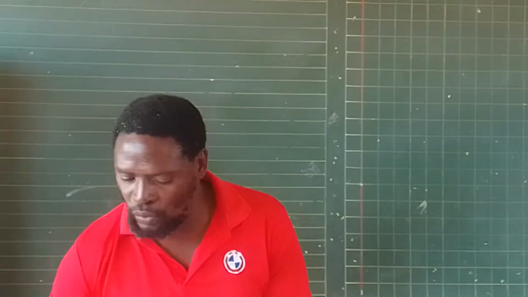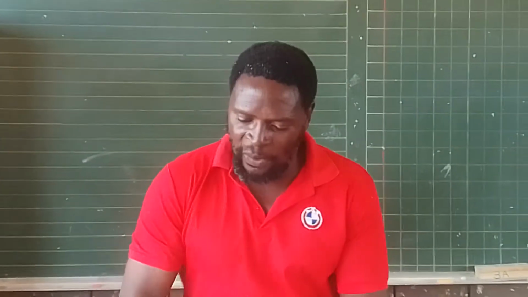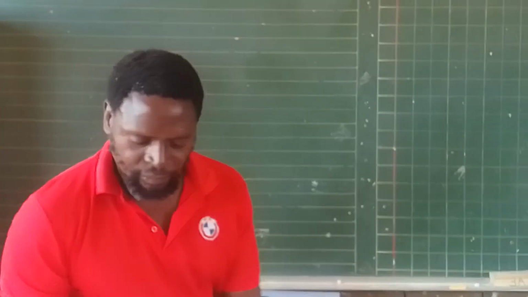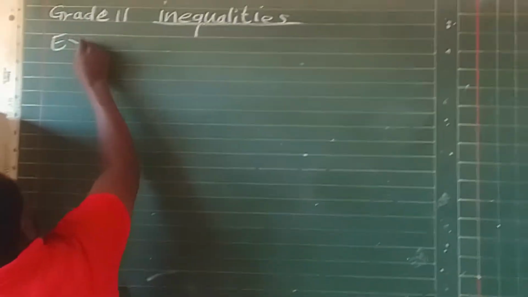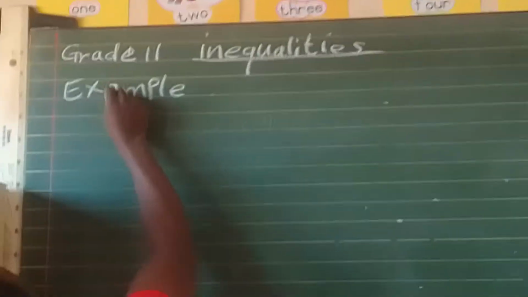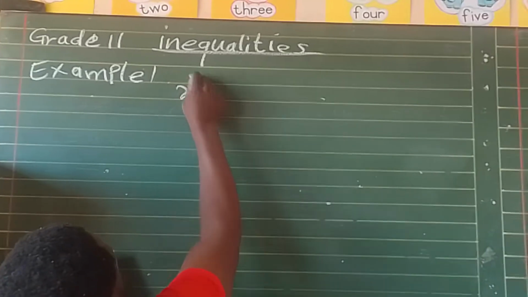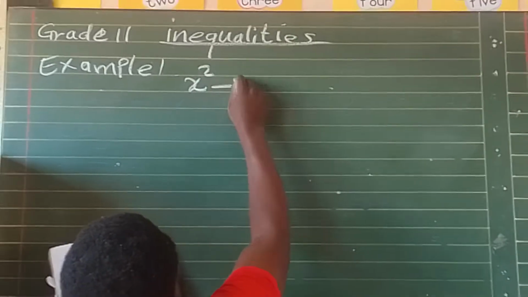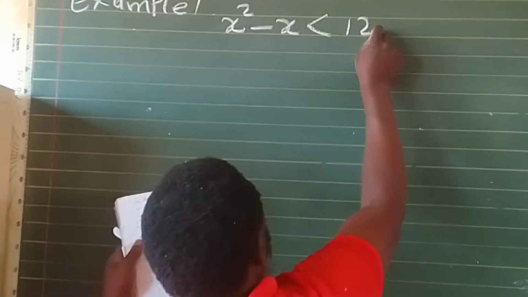Today we are going to do grade 11 inequalities, right? Let's take the very same example, the first one. Example 1, you are given x squared minus x is less than 12.